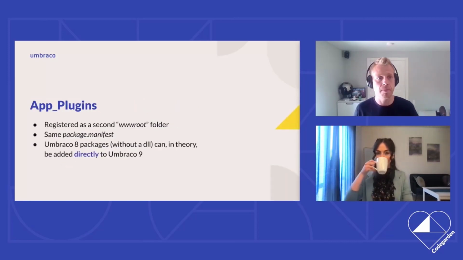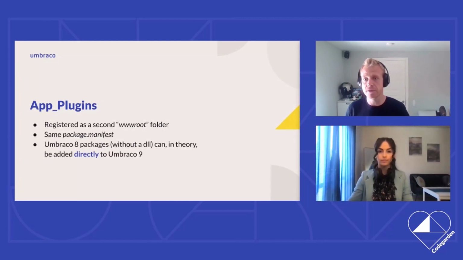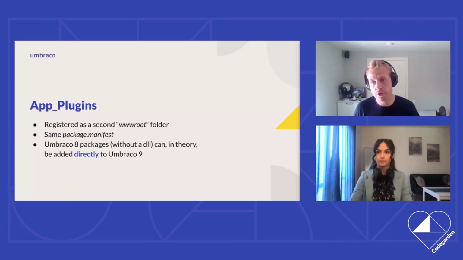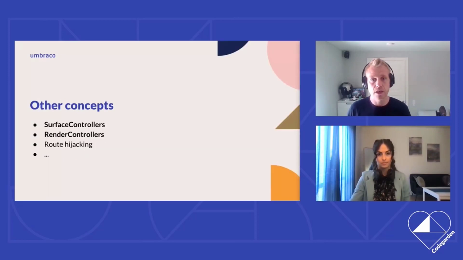As we already mentioned, the App_Plugins folder is still the location for your extension parts. We have registered it as a second wwwroot folder, so everything inside that folder is now by default accessible from the browser. It is the same package manifest file. Umbraco 8 packages without a DLL can in theory be added directly to Umbraco 9. In general, all concepts still exist: surface controllers, render controllers, route hijacking. But keep in mind that we have an aligned web stack now, so we don't have a RenderMvcController anymore, because you can just use the RenderController.